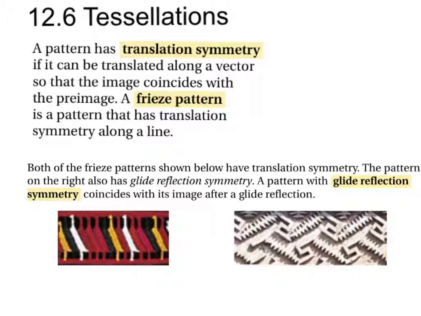A frieze pattern is a pattern that has translation symmetry along a line. And then glide reflection is when you can take the image, do a glide reflection, and then it coincides with its image after the glide reflection. Now, I do not expect you to draw these patterns in any way. I do want you to write down the examples, but you don't need to actually draw the pictures because it would be too hard for you to do that.